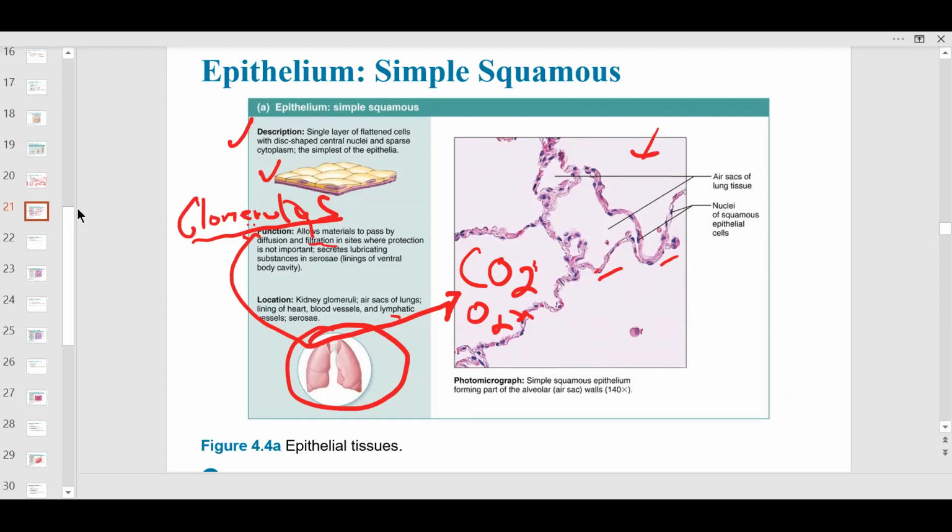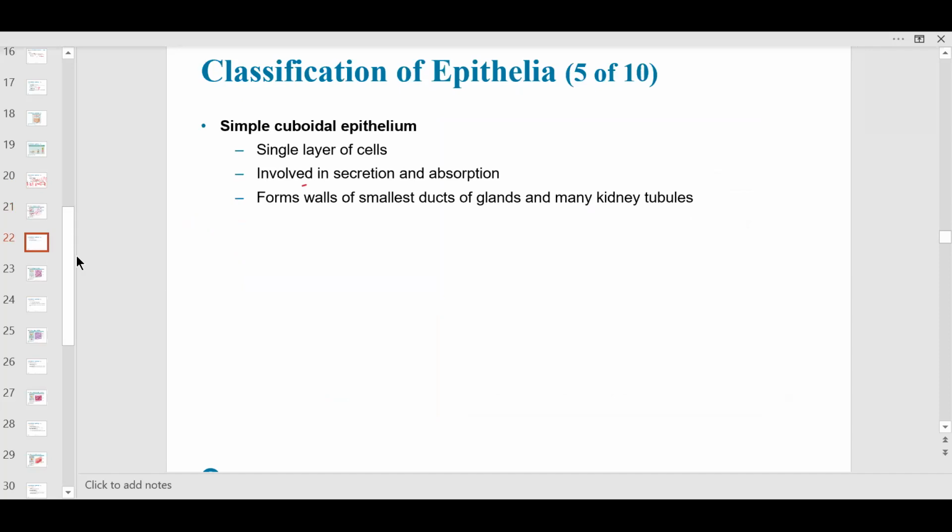Remember the membrane, before you take the test, is a bi-phospholipid layer with a fluid mosaic, the proteins all embedded in there. Really important. And the difference between hydrophilic and hydrophobic. Crazy, right? So here's simple cuboidal, one layer of cuboidal cells on the basement membrane.